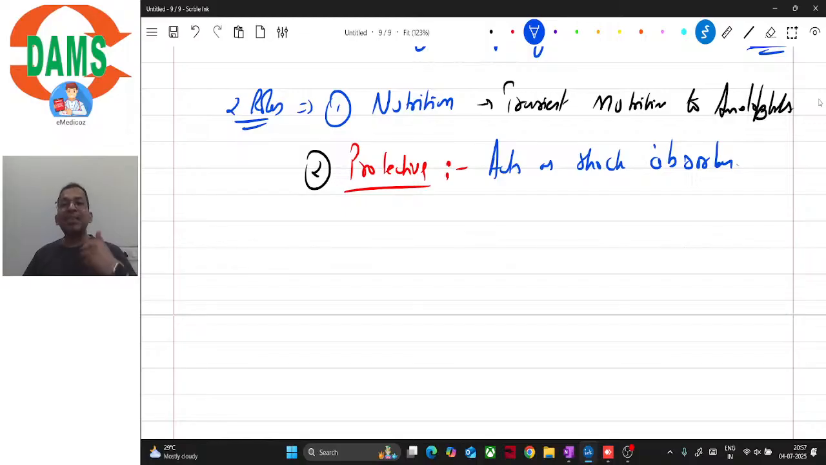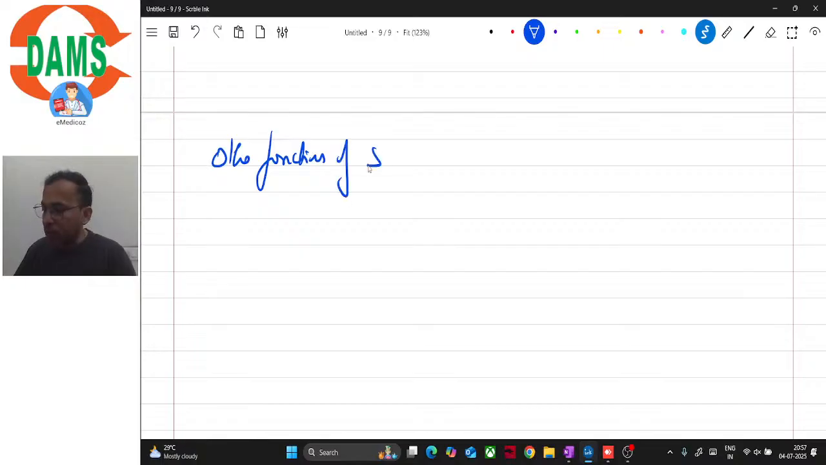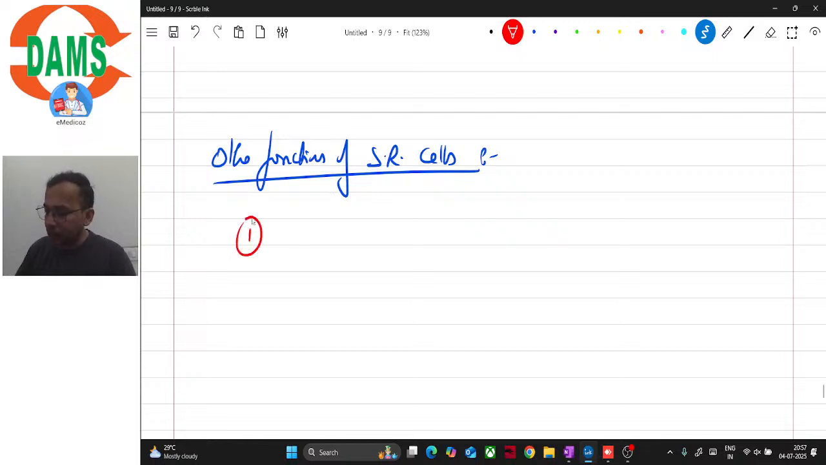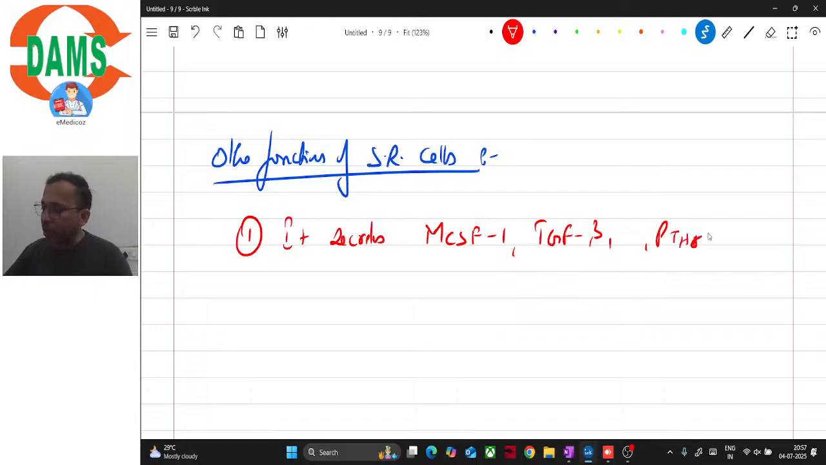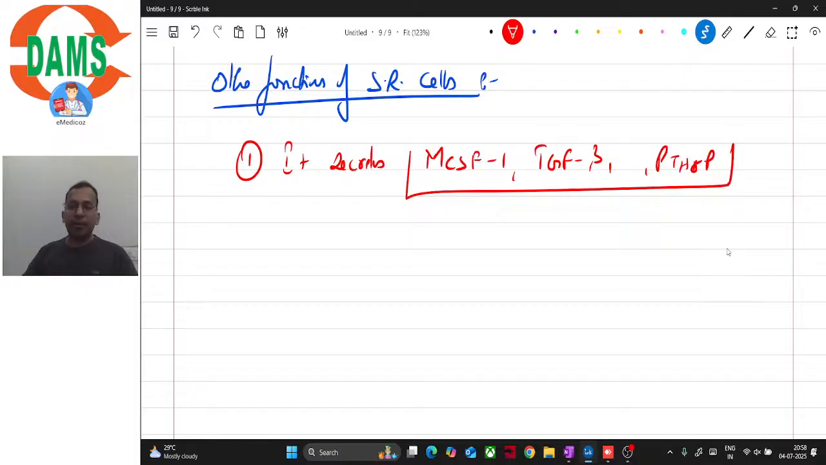Apart from this, it has other functions as well. So what are these other functions of stellate reticulum cells? First, it secretes MCSF1, TGF beta 1 and PTHrP factors. So these factors are secreted by inner enamel epithelial cells, and they are desmolytic.